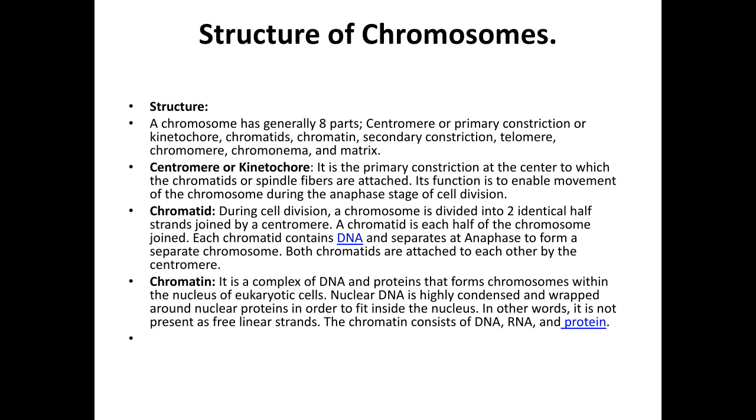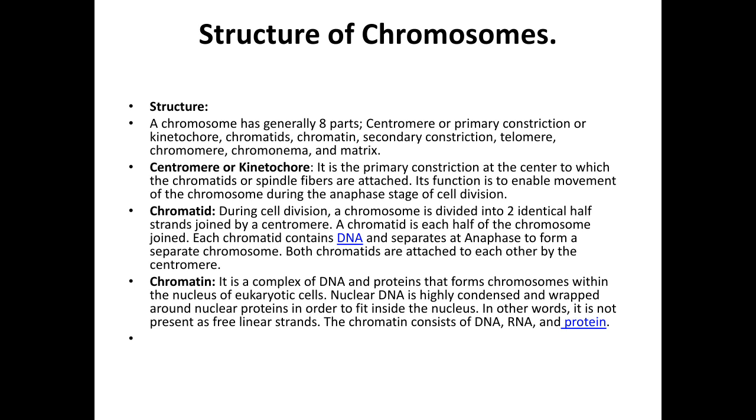Chromatids. During the cell division, a chromosome is divided into two identical half strands joined by a centromere. A chromatid is each half of the chromosome joined. Each chromatid contains DNA and separates at anaphase to form a separate chromosome. Both chromatids are attached to each other by the centromere.